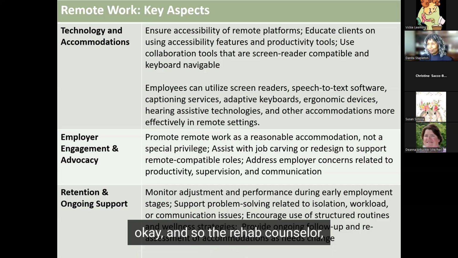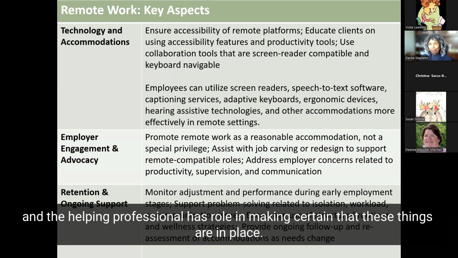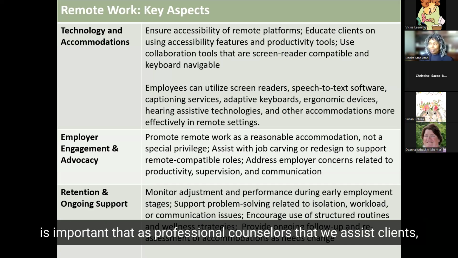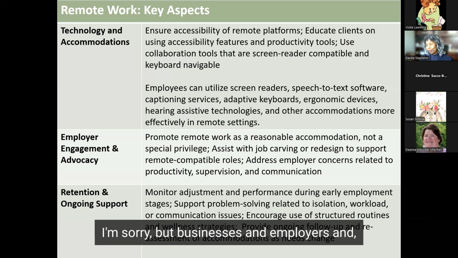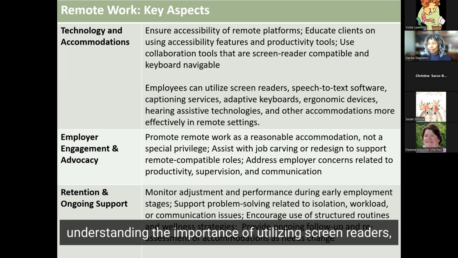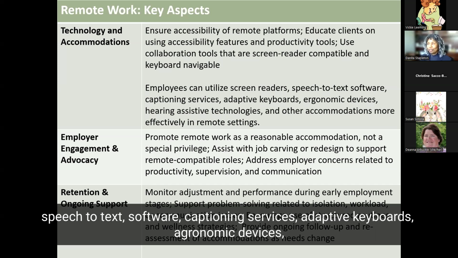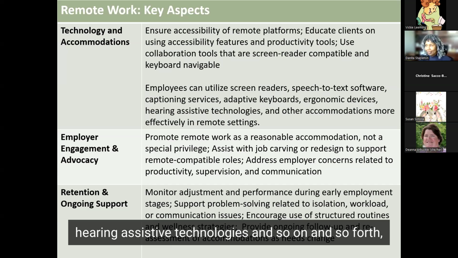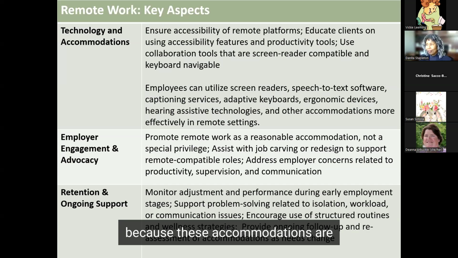Okay, and so the rehab counselor and the helping professional has a role in making certain that these things are in place. It's important that as professional counselors we assist clients, but also businesses and employers, in understanding the importance of utilizing screen readers, speech-to-text software, captioning services, adaptive keyboards, ergonomic devices, hearing assistive technologies, and so on and so forth, because these accommodations are necessary for effective remote work.